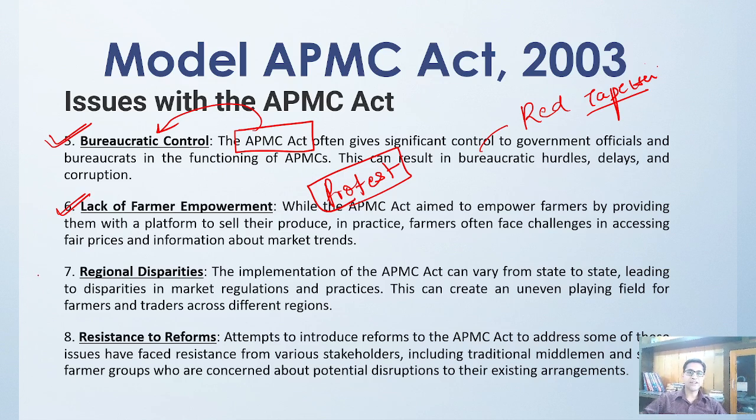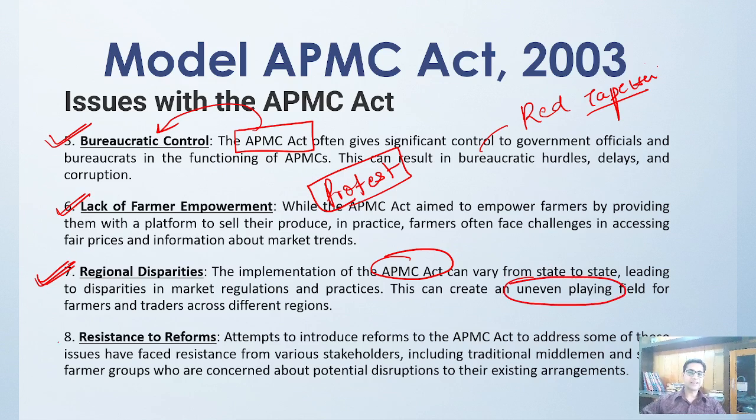Then there are a lot of regional disparities. Since the APMC Act is a state government act, there are a lot of disparities. Kerala will have different rules of working, Karnataka might have different rules, West Bengal might have different rules, UP might have different rules. So it creates an uneven playing field for farmers and traders.